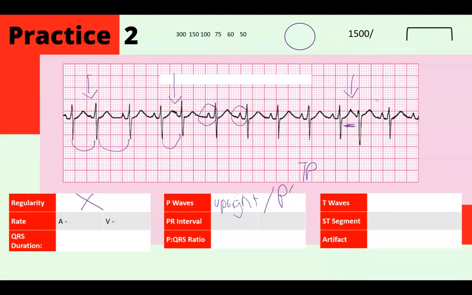Do I have T waves? I do. Yes, I do. And they are upright, so T waves look great. So what is my atrial rate here?